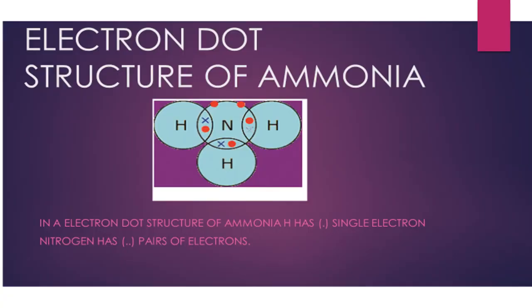Electron dot structure of ammonia. Ammonia's molecular formula is NH3. In this electron dot structure of ammonia, hydrogen has a single electron and nitrogen has a pair of electrons. Hydrogen's valency is 1. Nitrogen has 5 electrons in the outer shell, but its valency is 3. So 3 valence electrons are shared with the 3 hydrogen atoms, making an ammonia molecule. This is one of the very important electron dot structures in this lesson. Often the examination asks it.